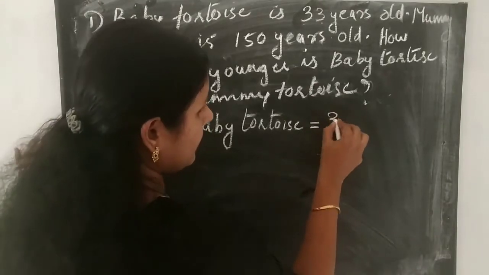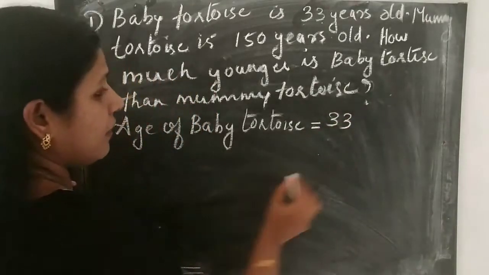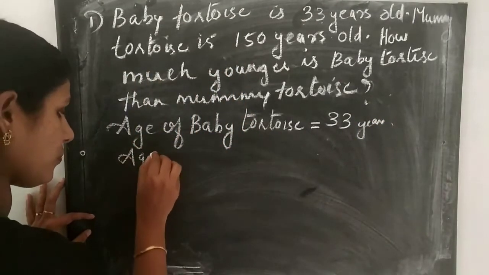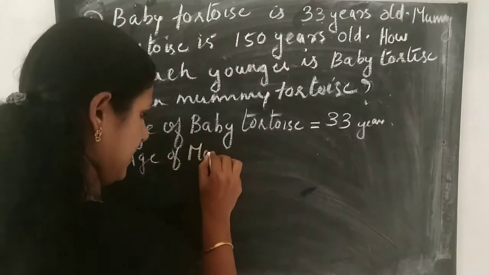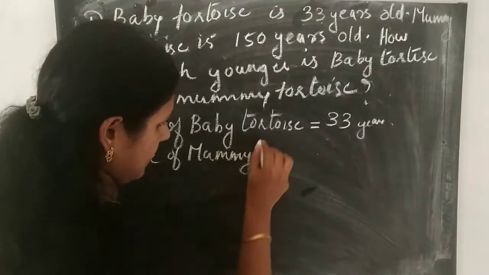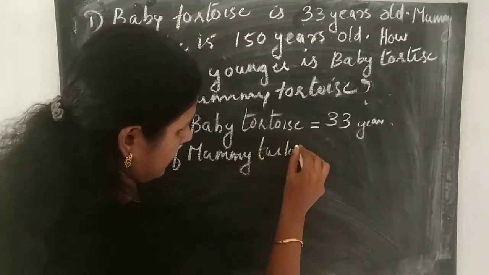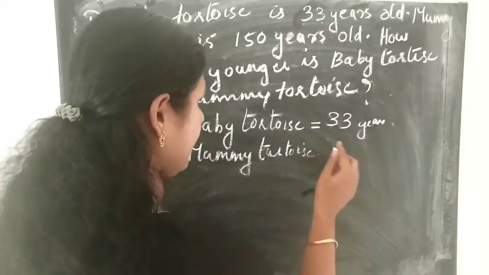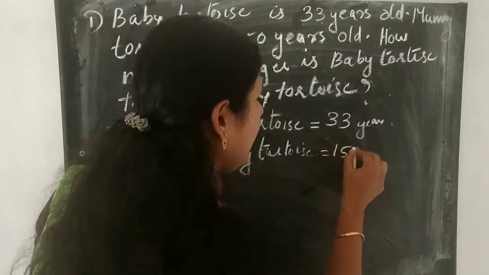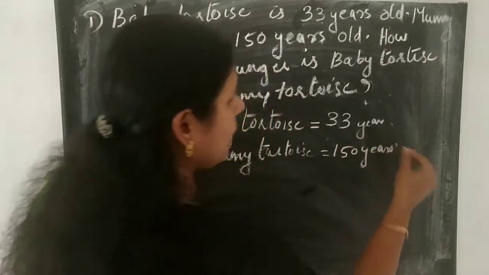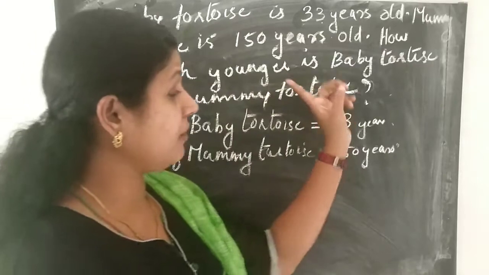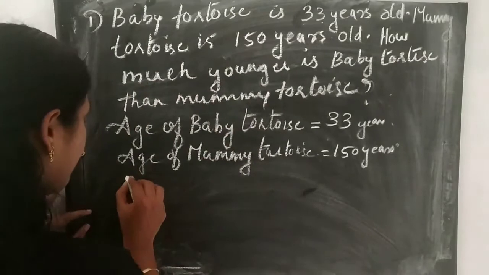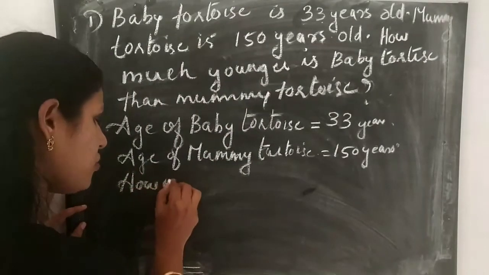That is 33 years. Now age of mummy tortoise. Age of mummy tortoise, that is what? 150 years. Now we need how much younger baby tortoise is than mummy tortoise. So next we have to find how much younger.